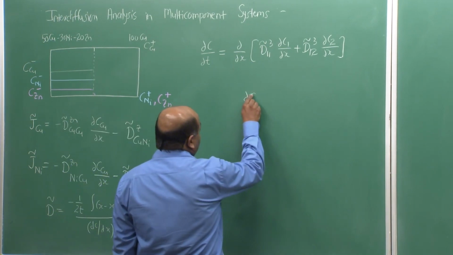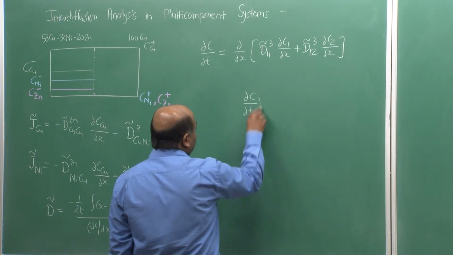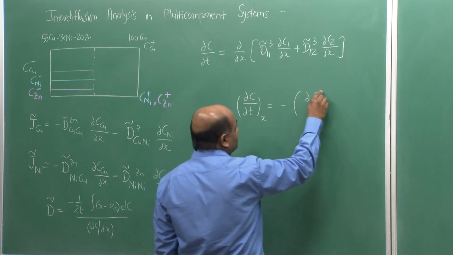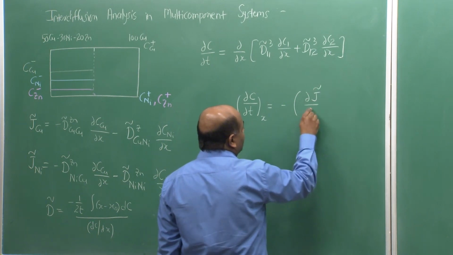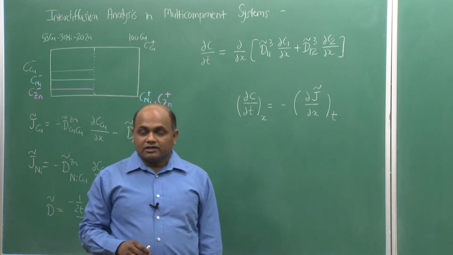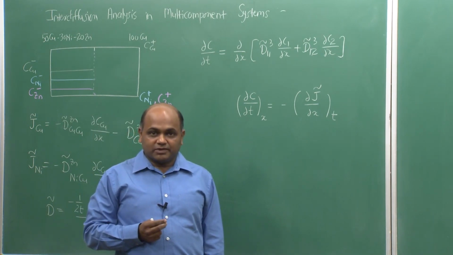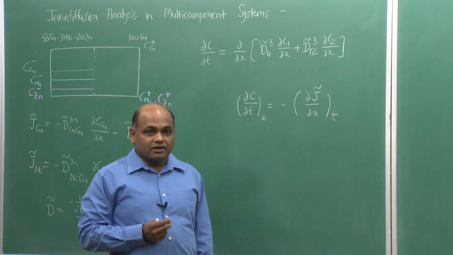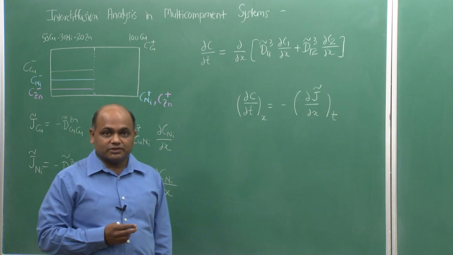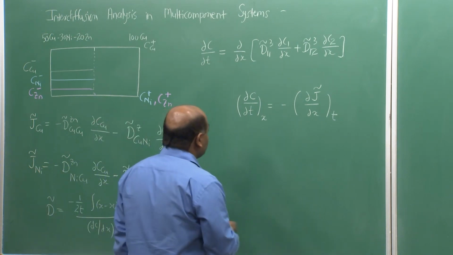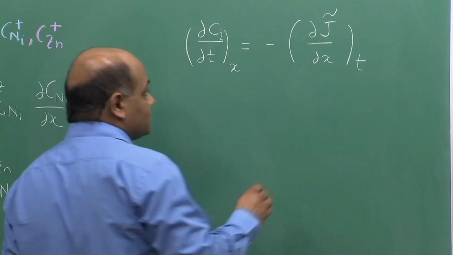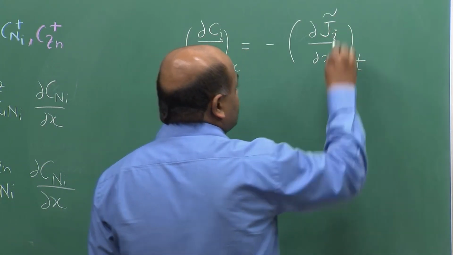We know the continuity equation dou C by dou t at x should be equal to negative of dou J tilde by dou x at t. For ternary, we have two independent concentration variables. So, we need to mention at least 2 concentrations in order to completely define a composition. So, we would like to denote this with subscript i, Ci and J i tilde.